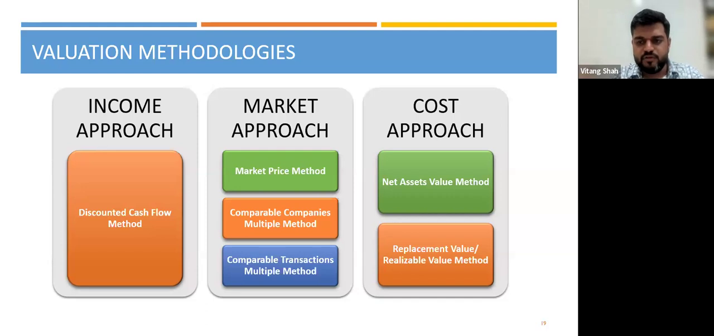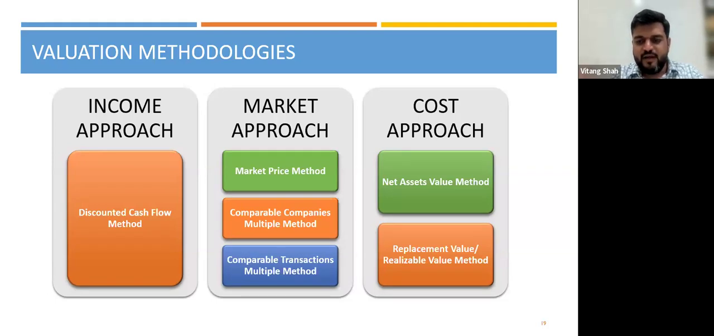Then comes the cost approach, which talks about the net assets value method. Net assets value is nothing but a balance sheet position as on a specific date. That is broadly the equity share capital plus the reserves and surplus, which is your net asset value. This forms the bare minimum, the basic value ideally for an operating company, because if one was to consider a liquidation of that company, after reducing the liquidation cost, the company should be able to realize at least the net asset value.